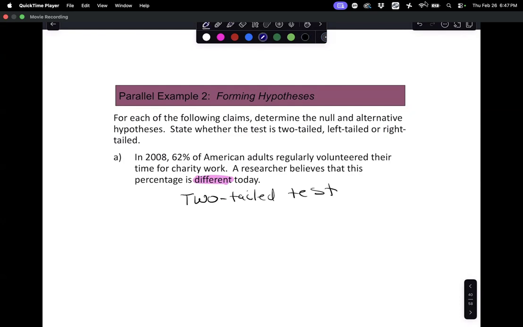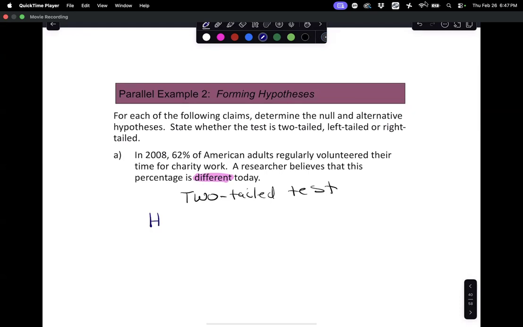The null hypothesis, when you write it, will always be equal. So we do null hypothesis, colon, and we're looking at a percentage. So this percentage is a proportion. Therefore, we're going to use P equals 0.62 because the proportion of people who volunteer is 62%. So our null hypothesis, this is what we believe is true until we prove it isn't.